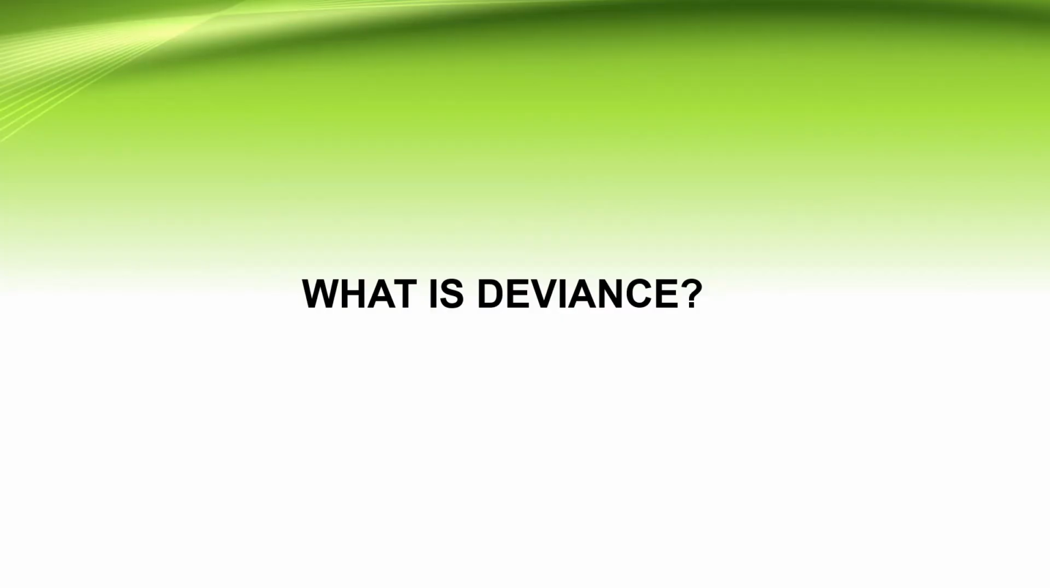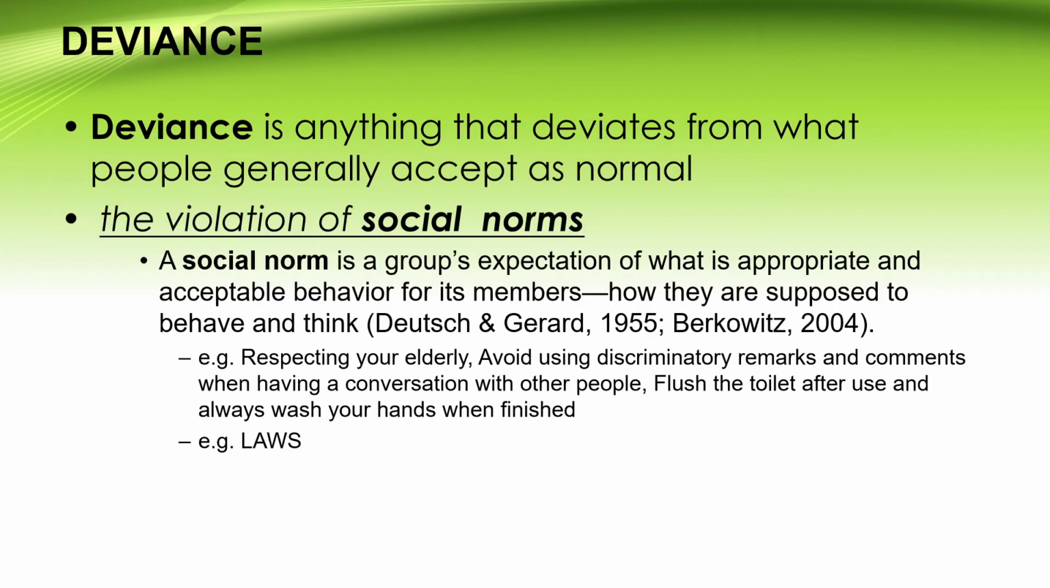So, what is deviance anyway? Deviance is anything that deviates from what people generally accept as normal. It means that members of the society establish rules that guide behavior as to what is normally accepted, and violating these rules is a phenomenon called deviance. It is also a behavior that departs significantly from social expectation.